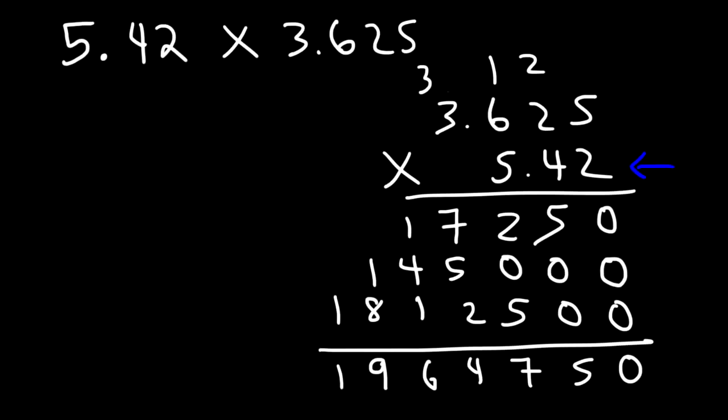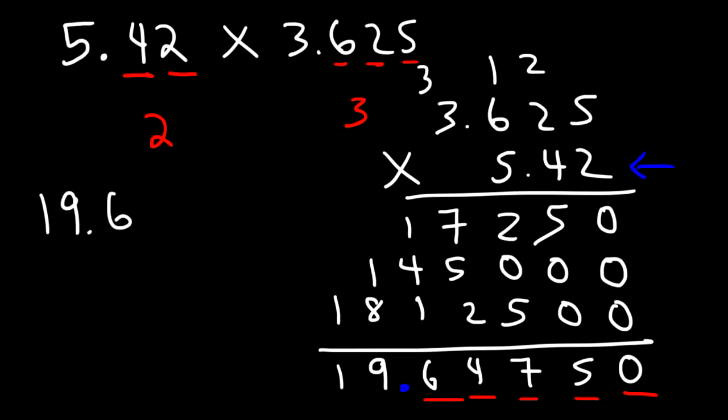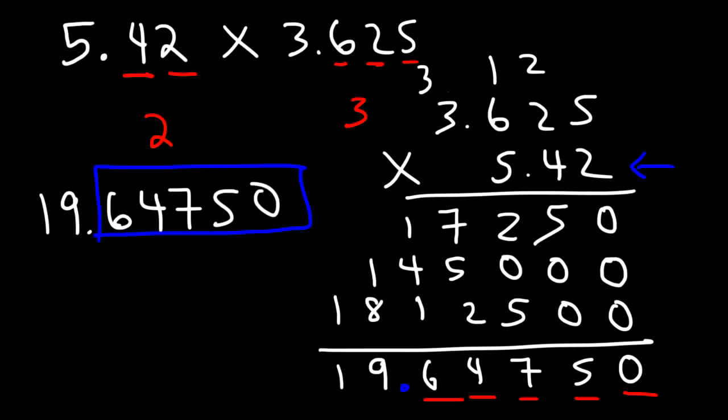Now the last thing we need to talk about is where to put the decimal point. So in the first number we have 2 digits to the right of the decimal point. And for the second number we have 3 digits to the right of the decimal point. So we need 5 digits to the right of it. Therefore, the decimal point should be here. So our answer is 19.64750. And you can see the 5 digits that we have to the right.